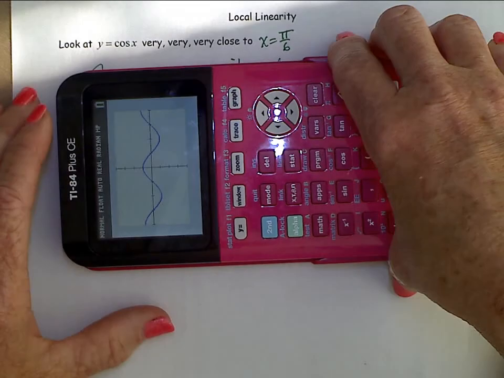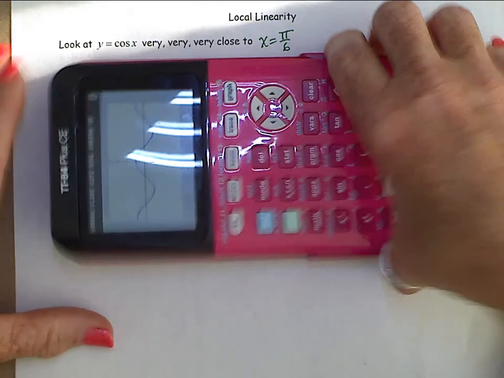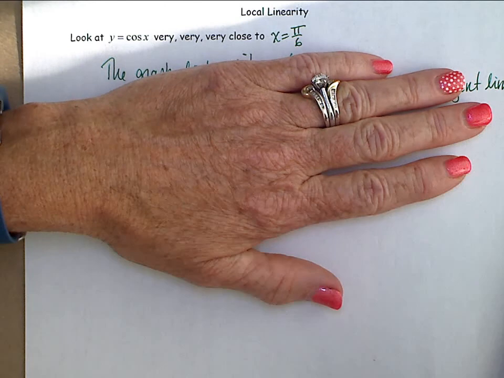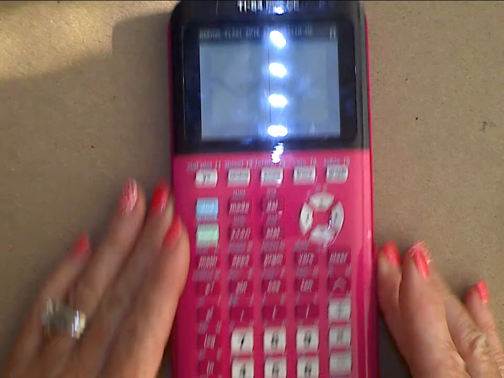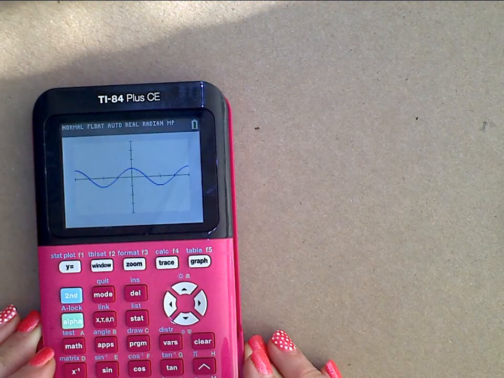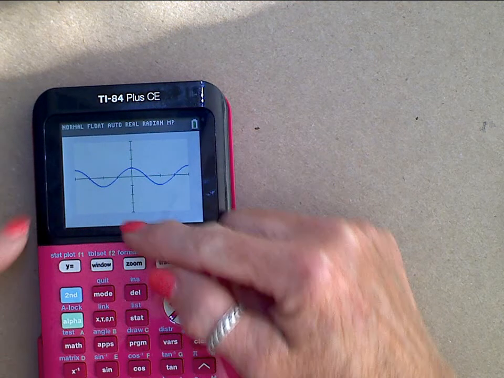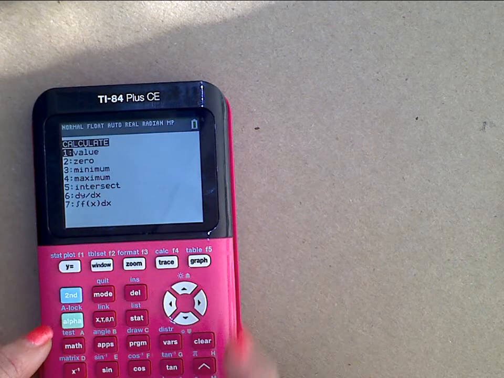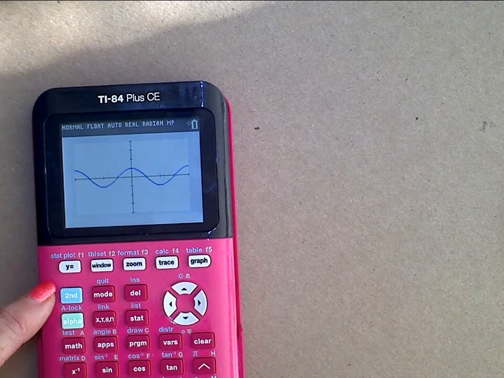All right, we're going to start today looking at y equals cosine x very close to x equals pi over 6. I'm going to move this paper here because I started to write something. Here's the cosine curve. Let me see if I can get you to see this. There we go. From negative 2 pi to 2 pi, negative 4 to 4. And we want to look very close to pi over 6, so I'm going to do a value at pi over 6. And it's right there.